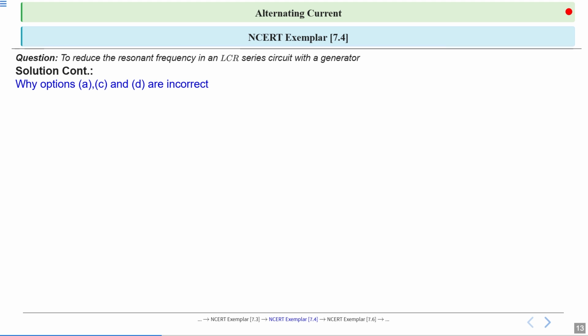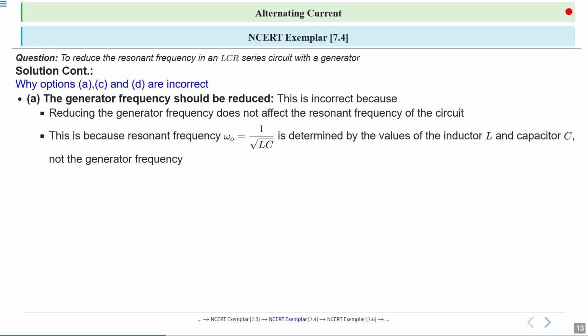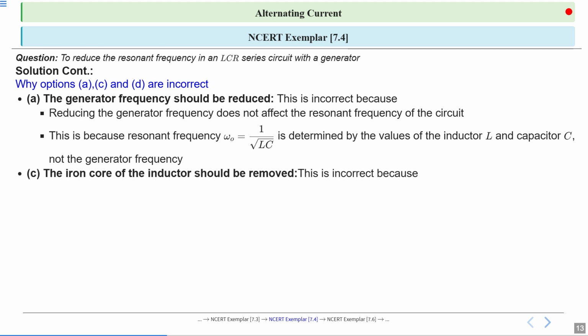So why are options A, C and D incorrect? The generator frequency should be reduced: this is incorrect because reducing the generator frequency does not affect the resonant frequency of the circuit. To reduce the resonant frequency, we have to change the inductance and capacitance in the circuit. Reducing the generator frequency will not affect the resonant frequency because resonant frequency only depends on the inductance and capacitance. This is because resonant frequency omega naught equals 1 by root LC is determined by the values of inductor L and capacitor C, not the generator frequency.